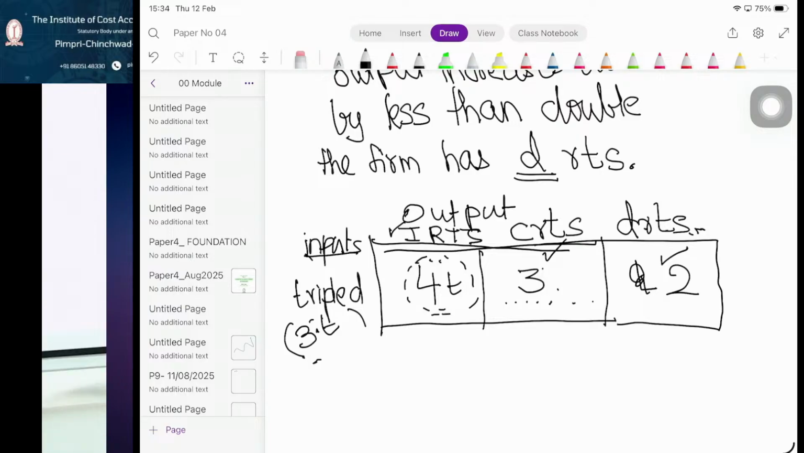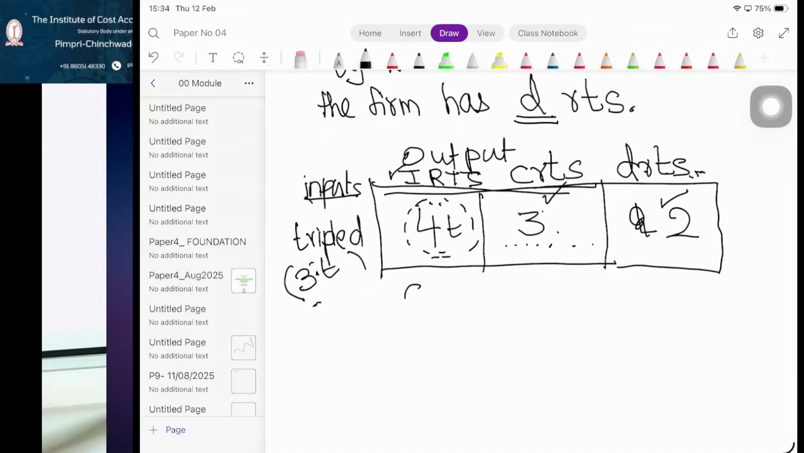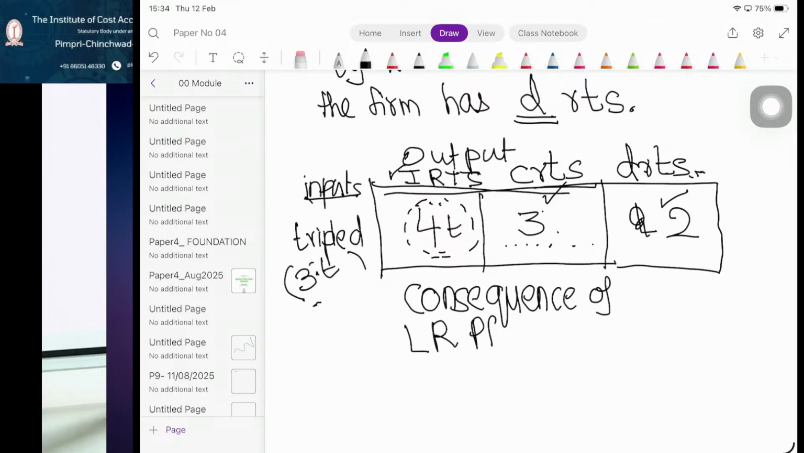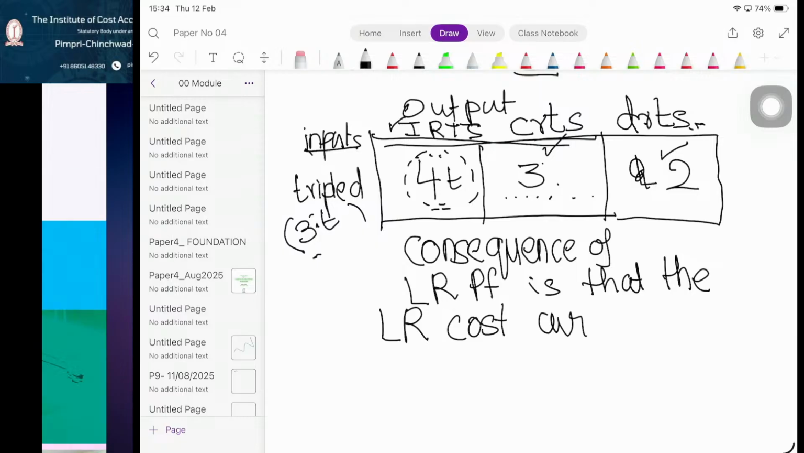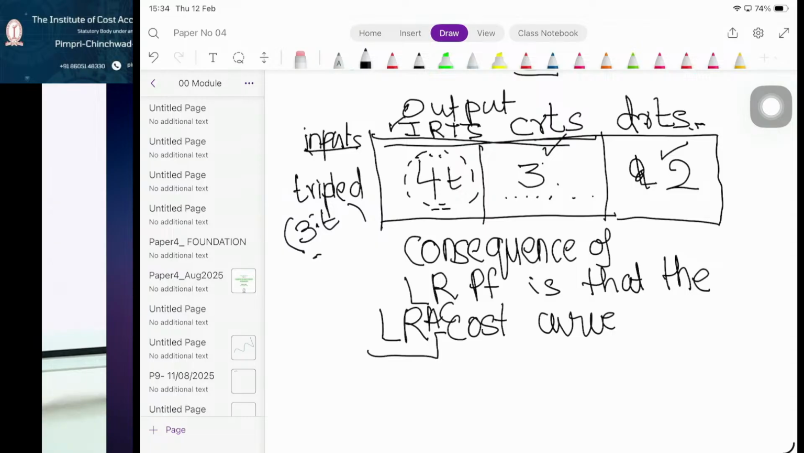Have you all got this? Is that clear? Okay. Write down the consequence of this long run law of production. The consequence of the long run production function is that the long run average cost curve is U-shaped.